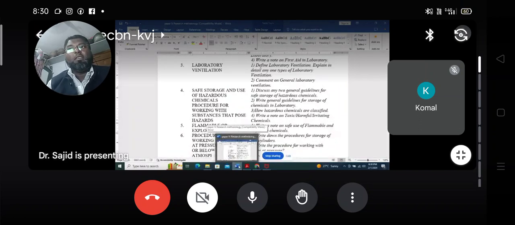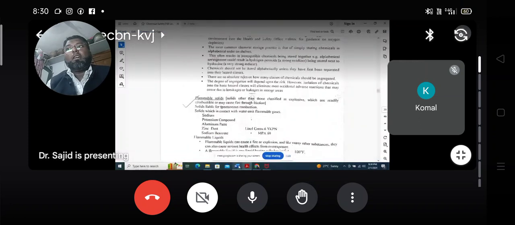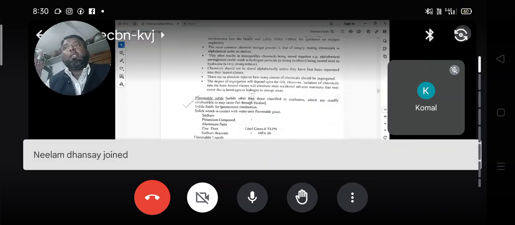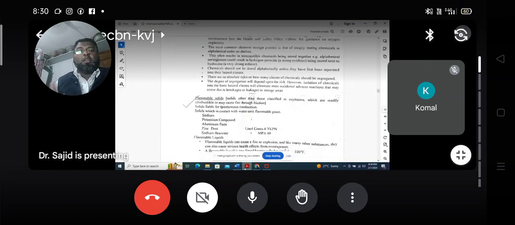Now we are at the flammable. The next part is the flammable or explosive hazard. Write a note on safe use of flammable and explosive chemicals. That part now we are going to see. See, flammable solids and flammable liquids we have seen. Don't put the flammable liquids in the domestic refrigerator. That is the care that we have to take.